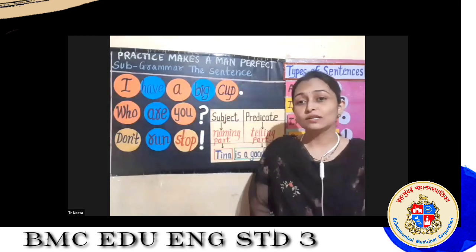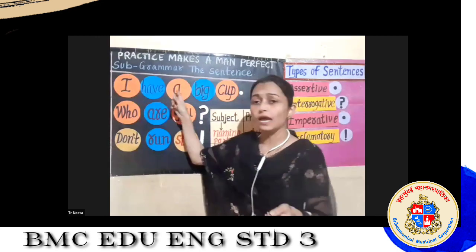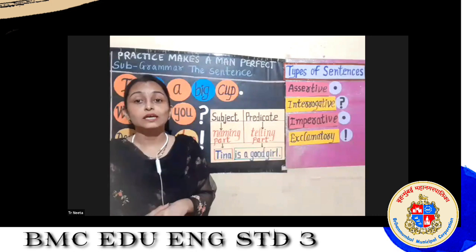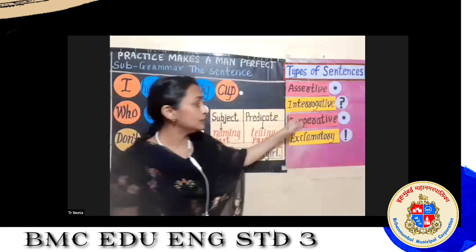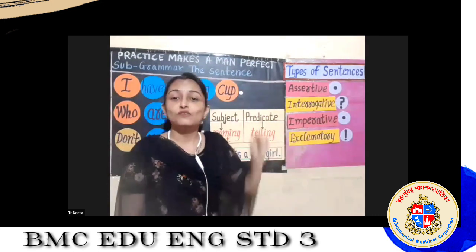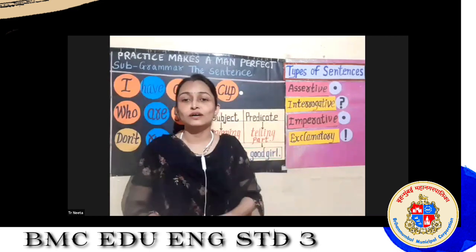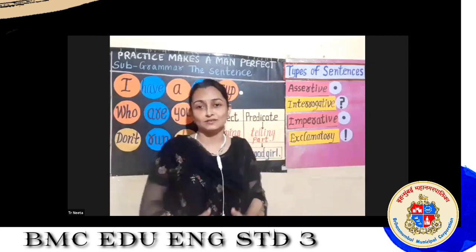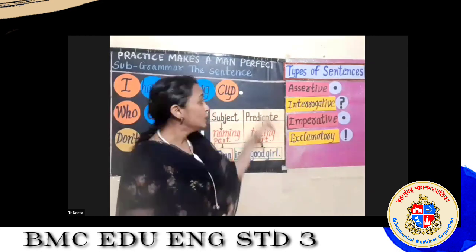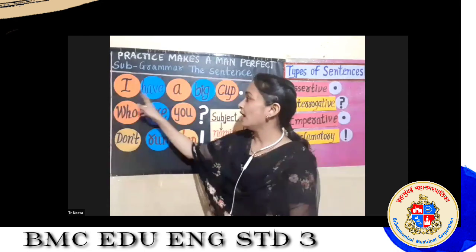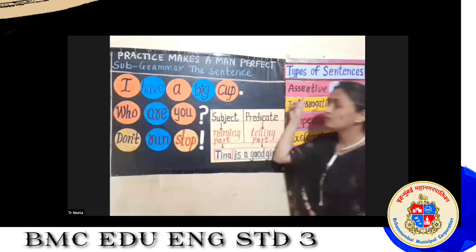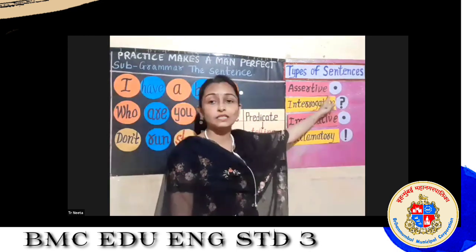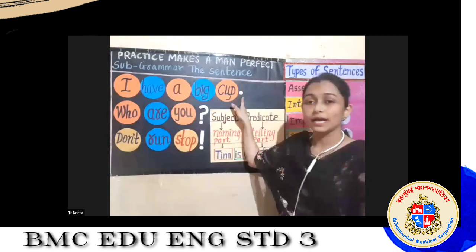Okay, now, children, can you see this first statement? I have a big cup. Can you tell me which type of sentence it is? Is it assertive or interrogative or imperative? Very good, Avni. Very good, Attar. You all are responding so fast. Very nice. Very good, children. So this one, I have a big cup, is the first type of statement, that is assertive, as we can see the full stop at the end.